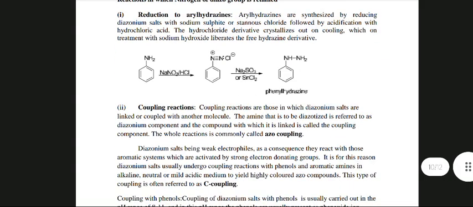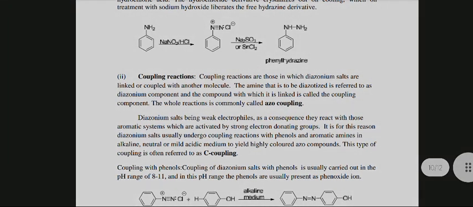hydrazine derivatives. Coupling reaction. Coupling reactions are those in which the diazonium salts are linked or coupled with another molecule. The amine that is to be diazotized is referred to as diazonium component, and the compound with which it is linked is called coupling component. The whole reaction is commonly called azo coupling.